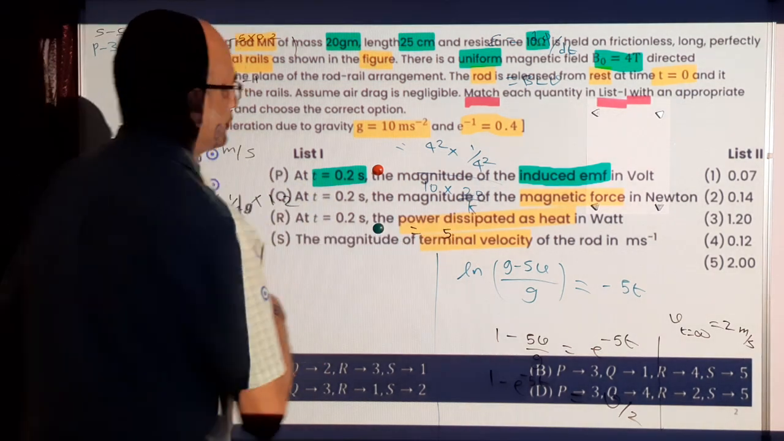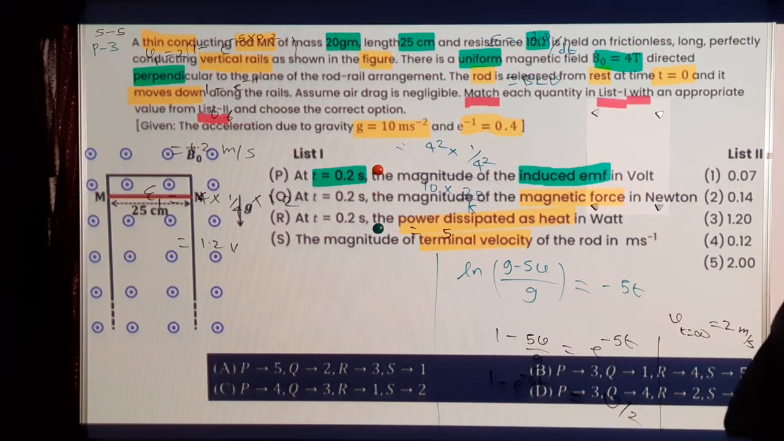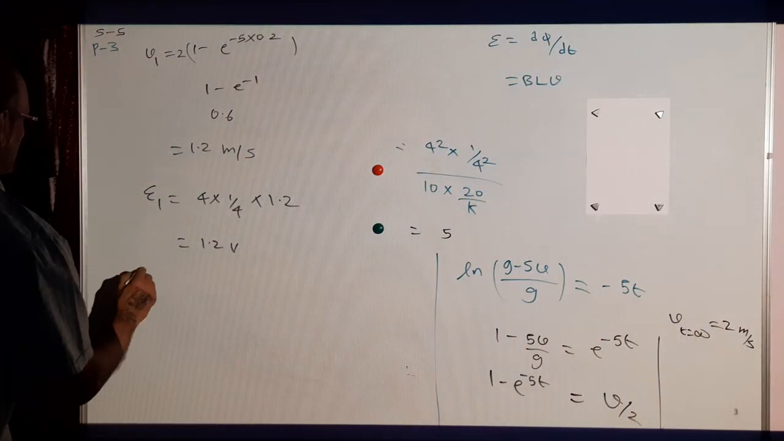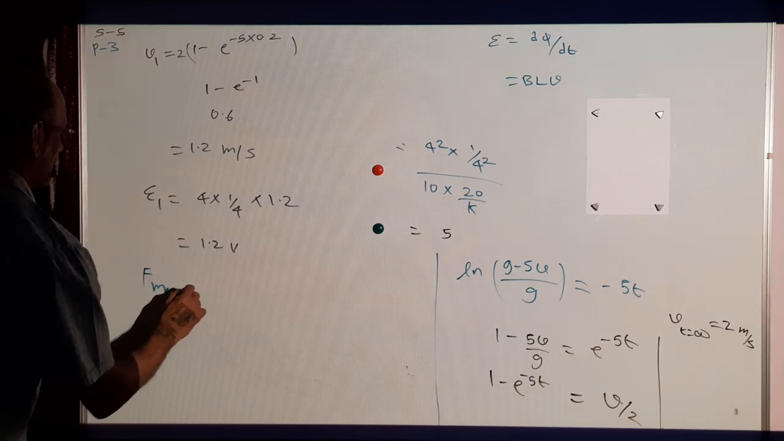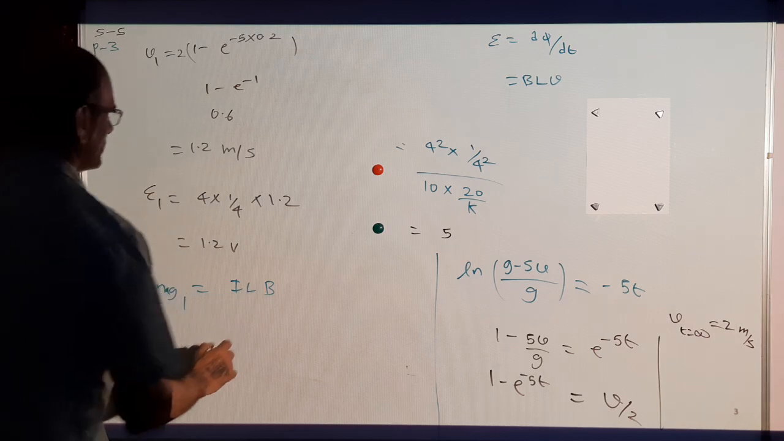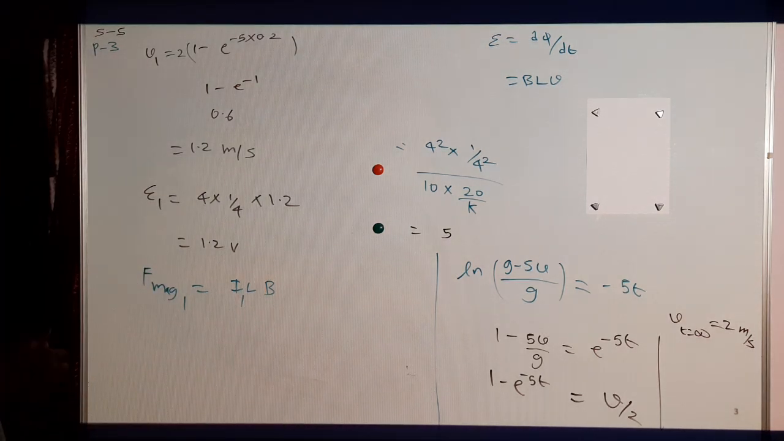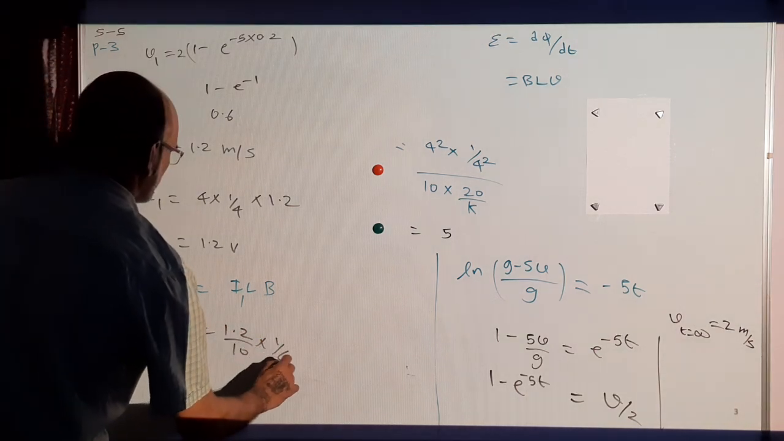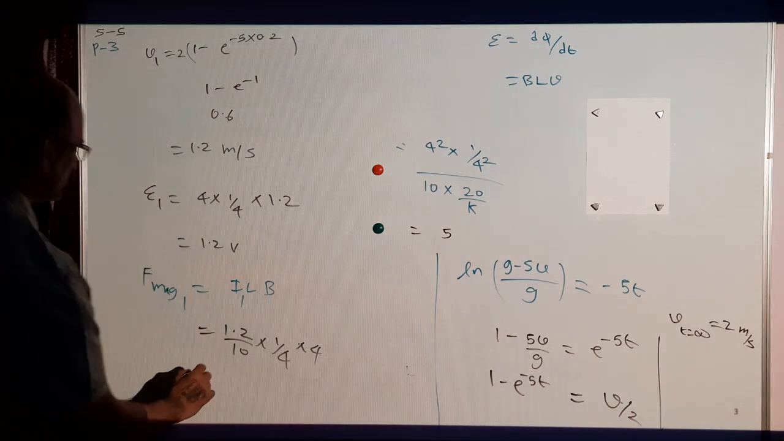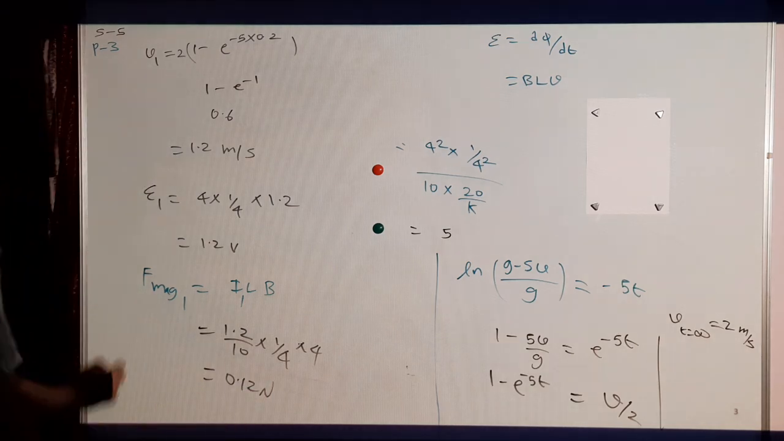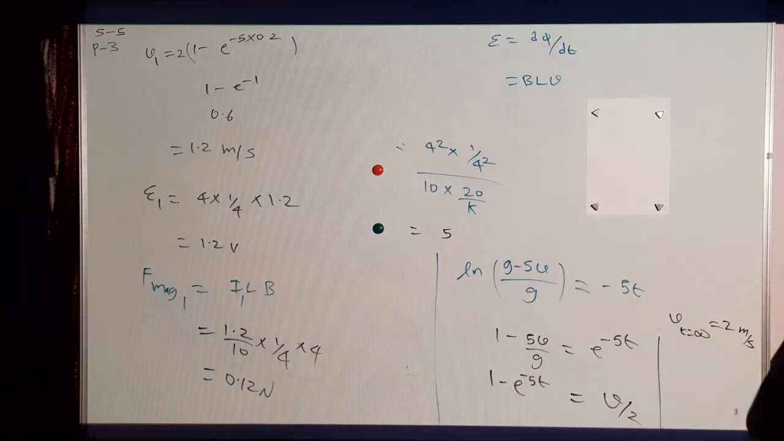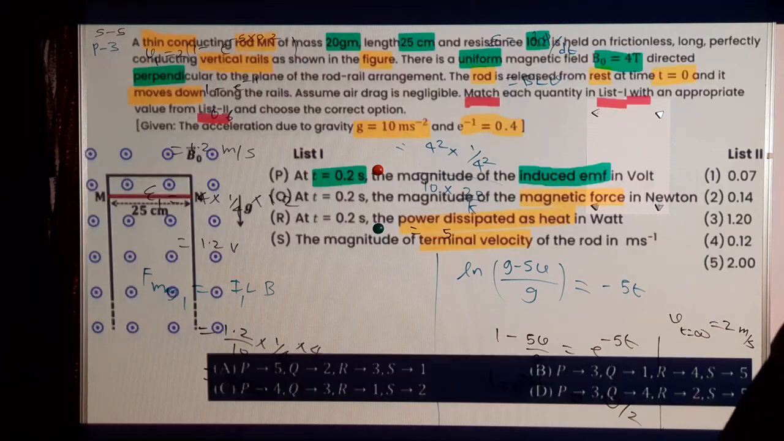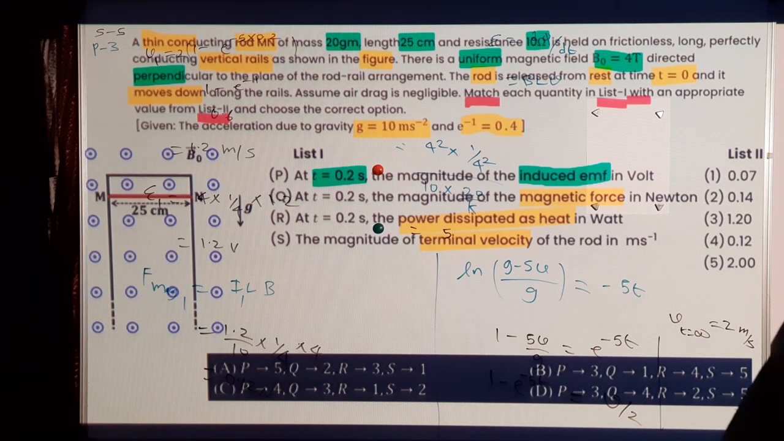Q is magnetic force, that is ILB. Magnetic force at instant 1 is ILB. So I at instant 1 is the induced EMF by the resistance. Induced EMF is 1.2 volts and the resistance is 10. Length is 1 by 4 and B is 4. So it's 0.12 Newton, the force at t equal to 0.2 seconds. So magnetic force is 0.12 Newton. So 4. So Q will match with 4.